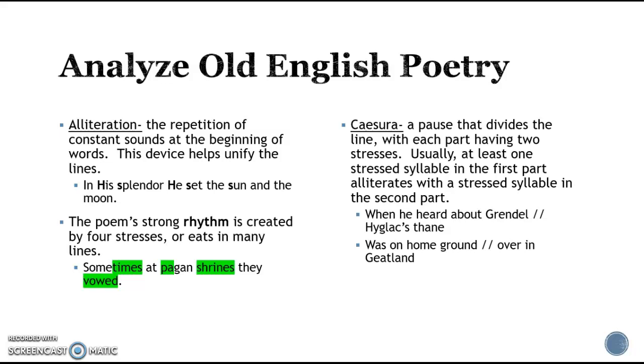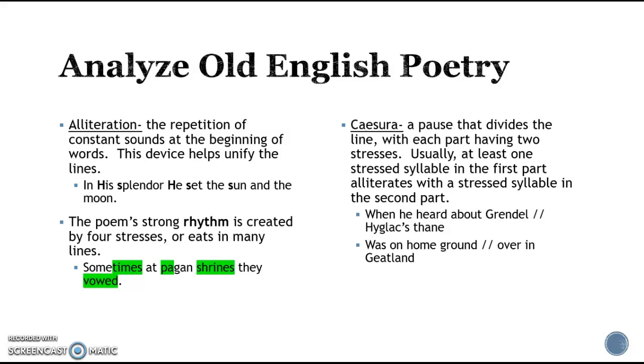So for example, in his splendor he set the sun and the moon. Notice there's a repetition of the s sounds within the sentence. It doesn't mean that the same words are repeated, rather that the consonant sound in the beginning is repeated. These can be slightly difficult to identify at times, but they're really important and help us in helping to establish the poem's rhythm.